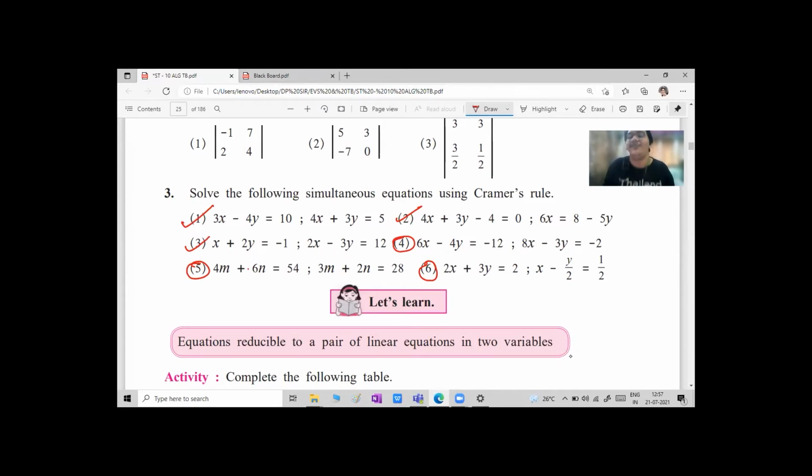Question six has a constant given in the form of a fraction. Let us not talk about it now. Let's complete the other questions and then we will think about what to do. So at present, let's start with question number four.